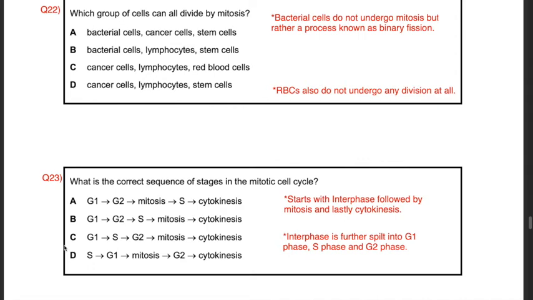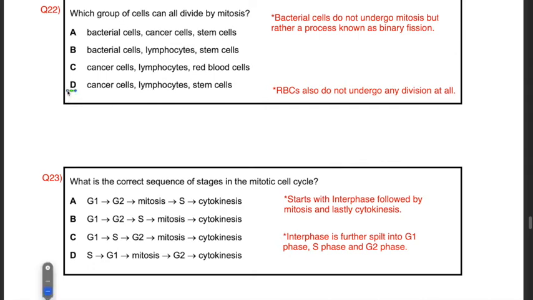C mentions red blood cells, and obviously that is incorrect because red blood cells do not undergo any division at all. If you recall correctly, red blood cells do not divide. They just carry out the process of transporting oxygen. Whereas answer D, cancer cells, lymphocytes, stem cells. Yes, they can all divide by mitosis. Hence, that is the correct answer.